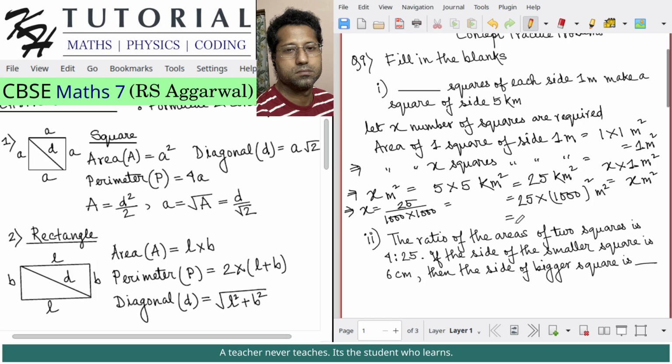So it will be a huge number. x is 25 multiplied by 10 to the power 6. So this implies that x will be equal to 25 multiplied by 10 to the power 6. So this number of squares of each side 1 meter will make a square of side 5 kilometer. Now I will quickly check the answer.